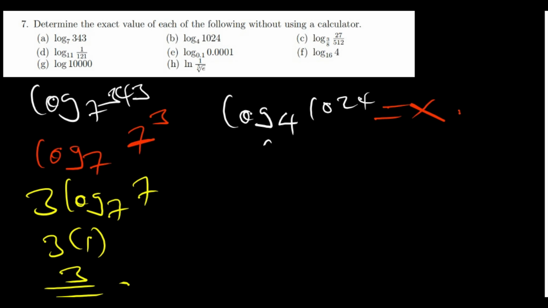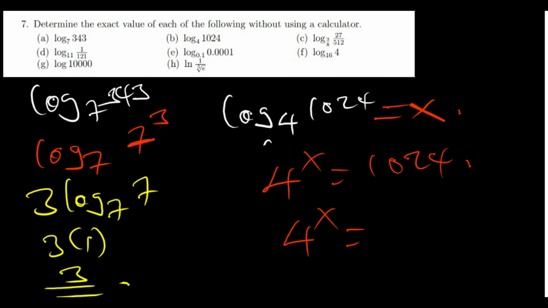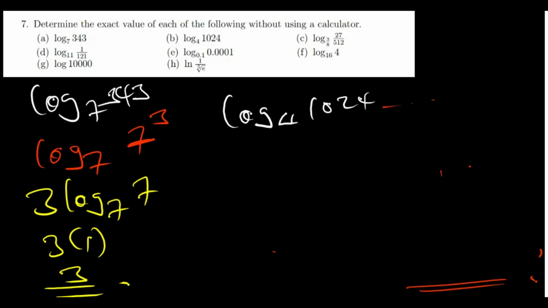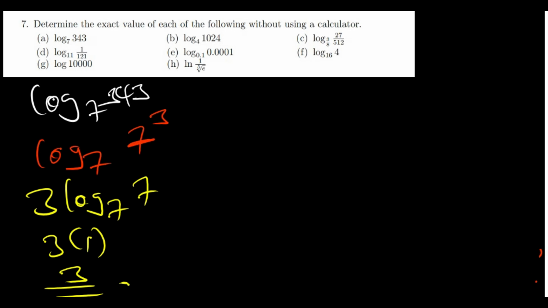Now you can convert this into exponential, where we're going to say 4 raised to the power x is equal to 1024. So this is going to be 4 to the power x. This I can change so that the base should be the same. This is going to be 4 to the power 5. So 4 and 4 will cancel, x will be equal to 5. So in this case, the exact value is 5, if you want that way. Okay, now if you want, you can do it direct like the way I've done it.